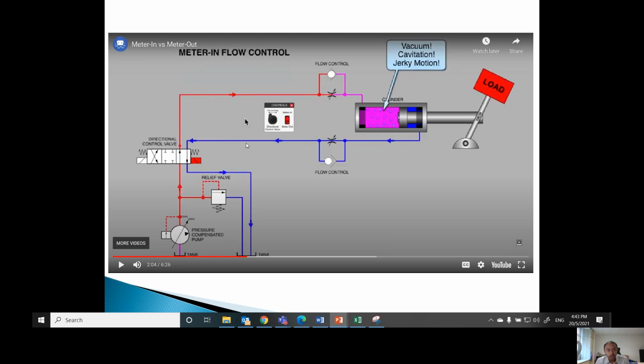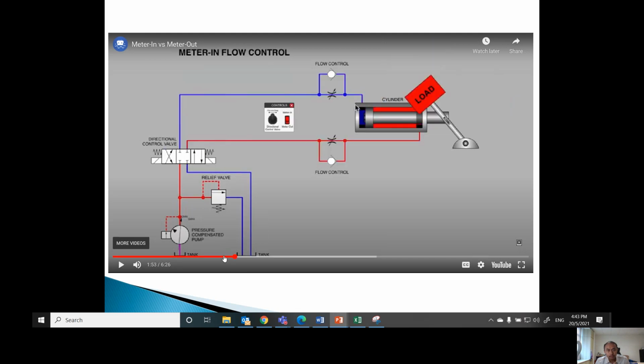Because when you retract like this, this is blocked and the flow will go through the rod end and the cylinder will retract. So this is still meter in because you are controlling the flow going into the rod end. And this one is still meter in because you are controlling the flow during extension through the blind end, when the oil is going into the cylinder through the blind end.